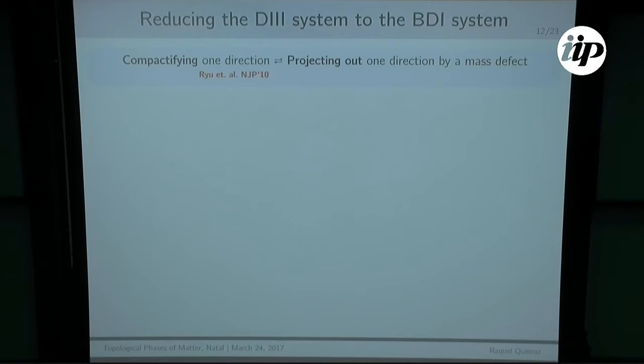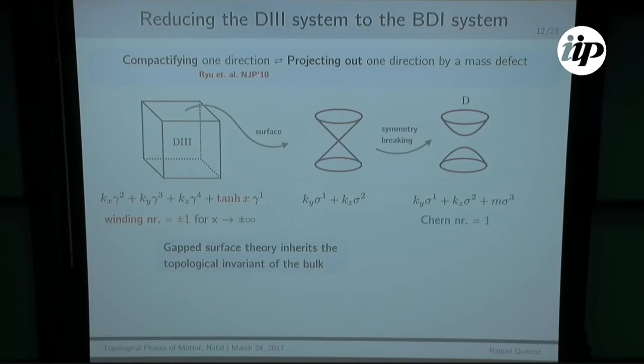So, if we start with the three-dimensional superconductor in class D3, what we are going to do is make a kink in the mass. This means introducing a surface. And when we look at the surface theory, at the low energy theory on the surface, what we will have is, of course, a Dirac cone. This Dirac cone now has a lot of symmetry, and we can break this symmetry explicitly.